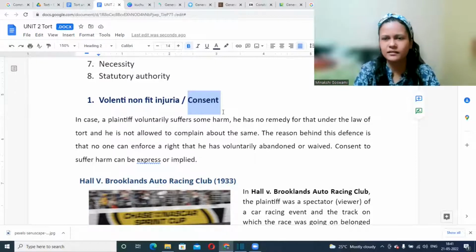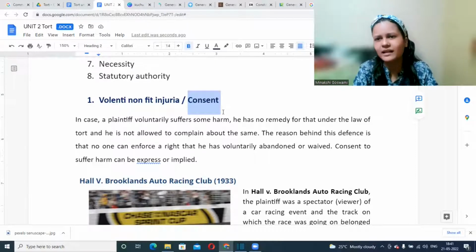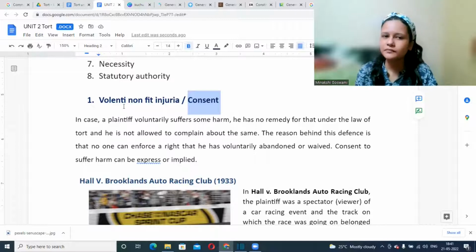Like if I say, okay, are you free at 6:30 for a class? You say, okay, I'm free. As in you have consented that yes, I'm free, I'm available. Consent as in agreeing to something. So this defense basically says that if you were the one who gave the consent, then in such a case, you should not be going to the court and claiming for compensation.